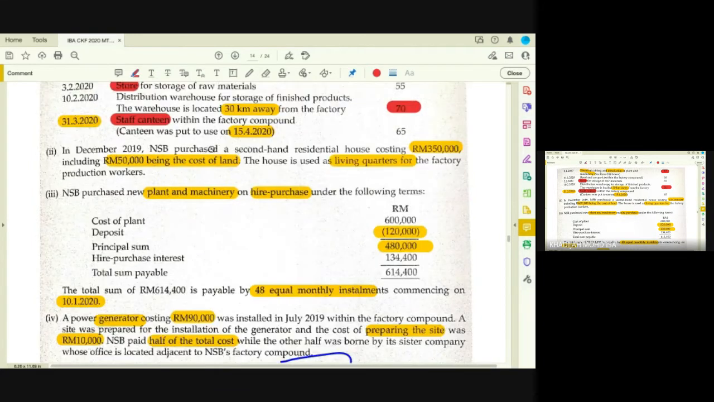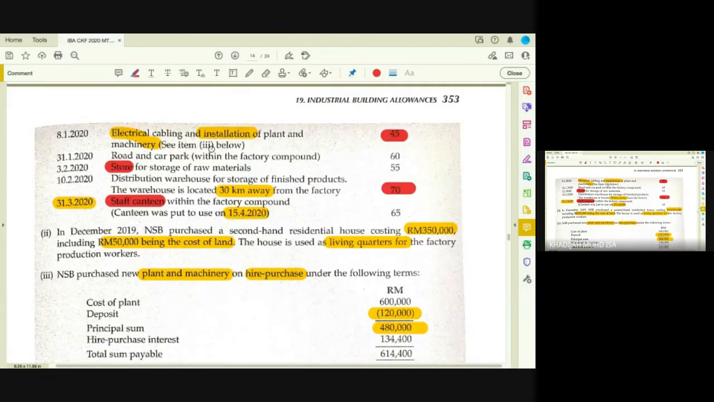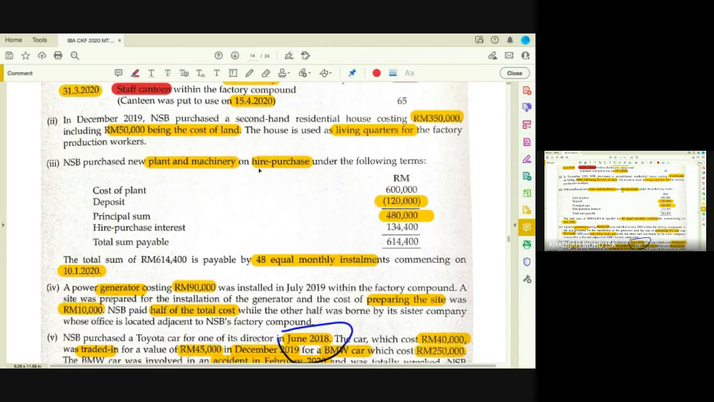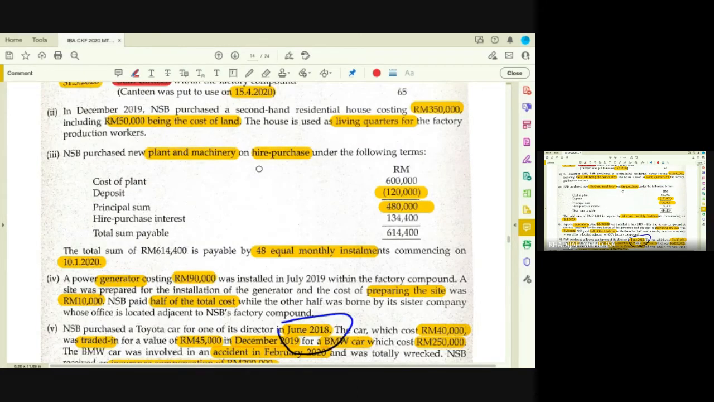And then you purchase plant and machinery on hire purchase. So this note number 3 is related to electrical cabling and installation of plant. So you're going to put that cost, the 45,000, together with this. But this you have to compute first because it's under hire purchase. What is the qualifying expenditure for YA 2020, 2021, or 2022, for example? So you have cost of plant and deposit, and then the balance plus your interest on hire purchase, then you have the total sum.